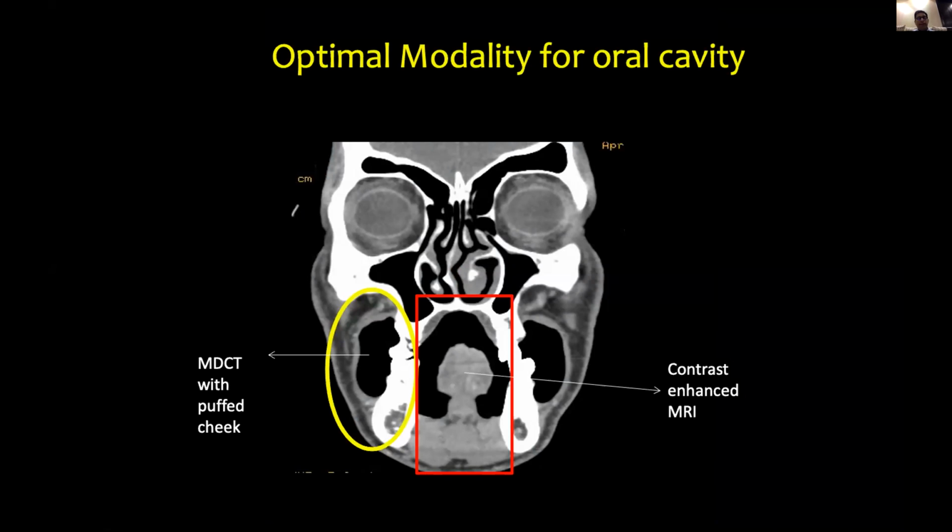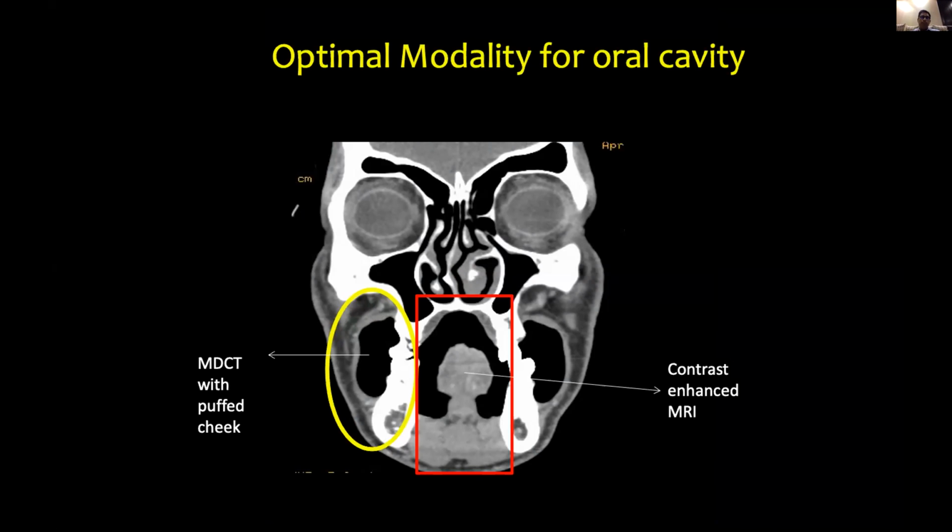So why we need this puff cheek technique is because you want the buccal mucosa to get separated from the alveolar mucosa. So you have the alveolar gingiva over here and you have the buccal mucosa. If you do not ask the patient to do the puff cheek technique, the buccal mucosa will get approximated to the alveolar gingiva, and you may have suboptimal evaluation of the disease.